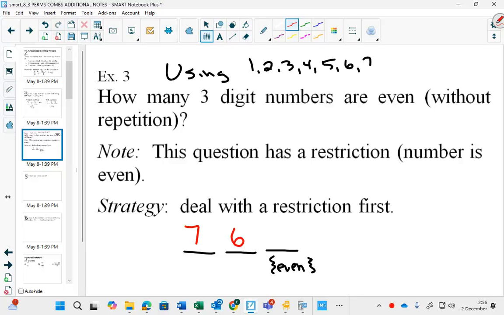And then I've used up 2 numbers. Now, the last one has to be even. If we look here, do you see the 2 is even, the 4 is even, and the 6 is even? Okay? So some people will do this and it's wrong.